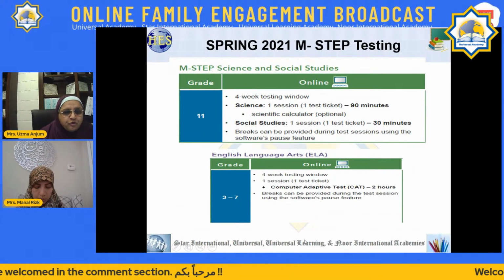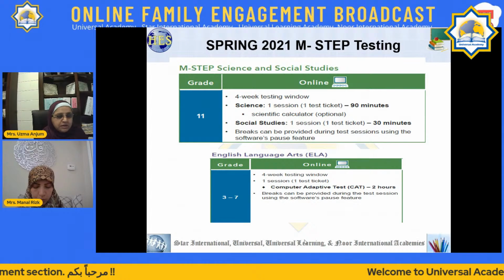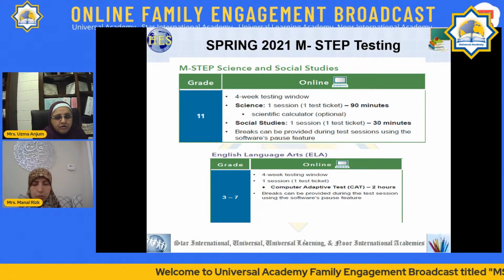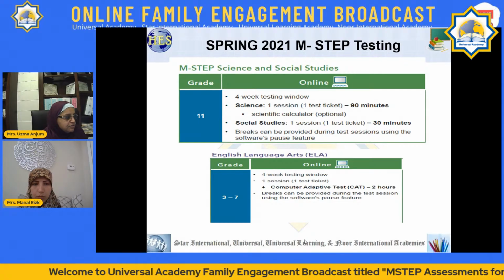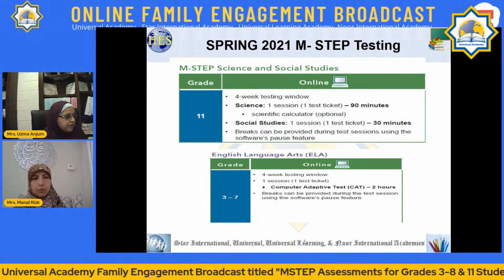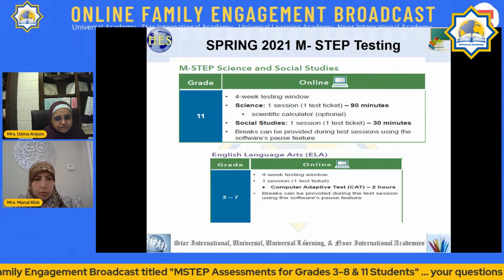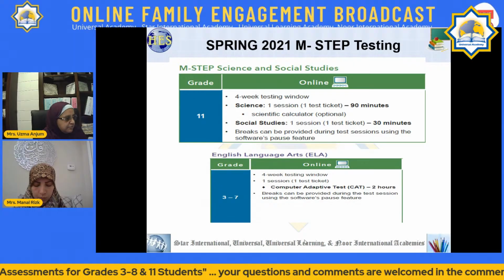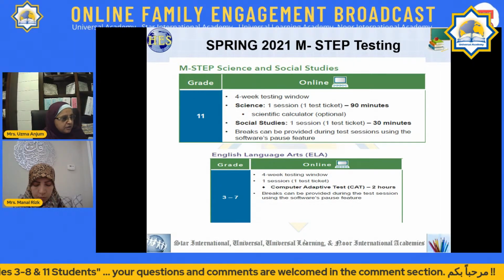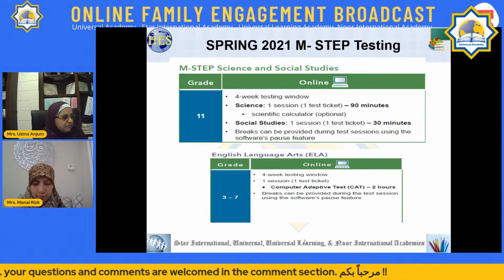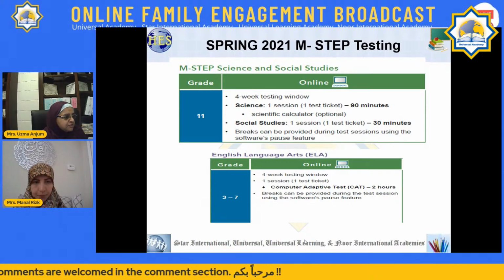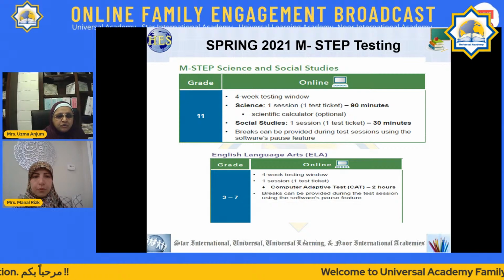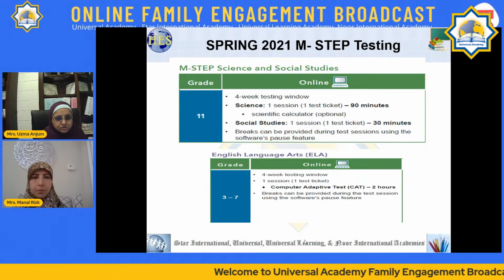As you saw that there are 4 weeks for testing. Now I'm just gonna show it to you, what kind of test and how much time, and what are the details. So as you see, MSTEP for Science and Social Studies for grade 11, they will have, just like I explained, 4 weeks of window. They will have science, 1 session, 90-minute test. They will have social studies for 30 minutes. And the breaks can be provided during test time using the software pause feature. So they can break in between, but it's better to complete the test as is for science and social studies.